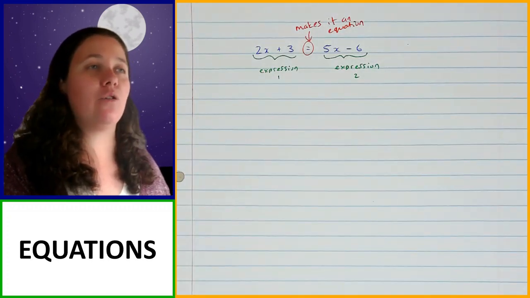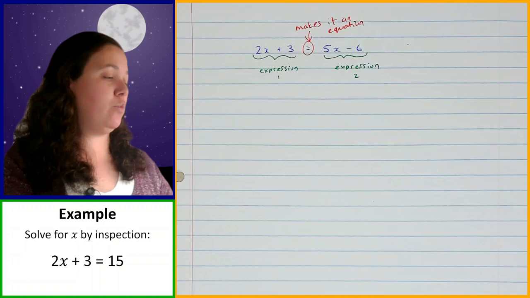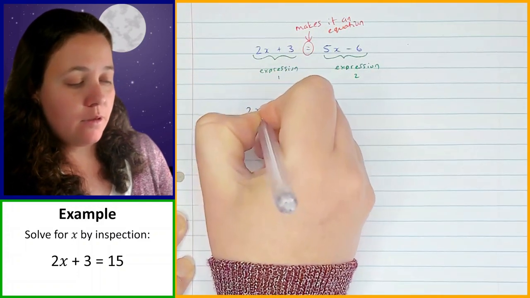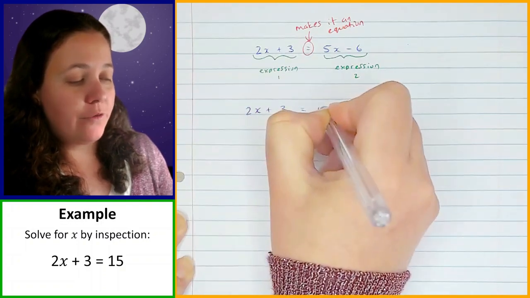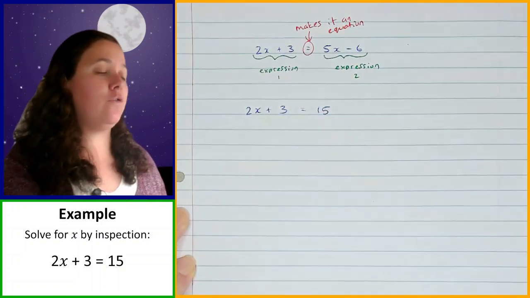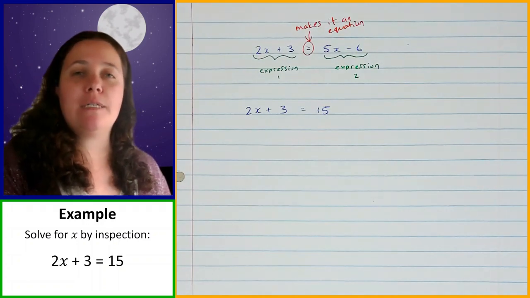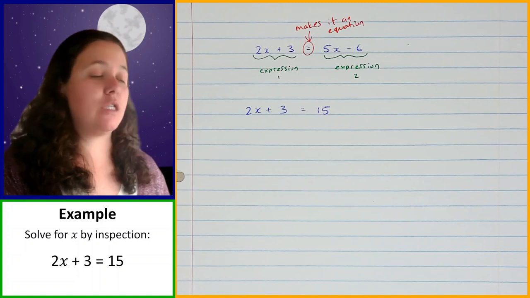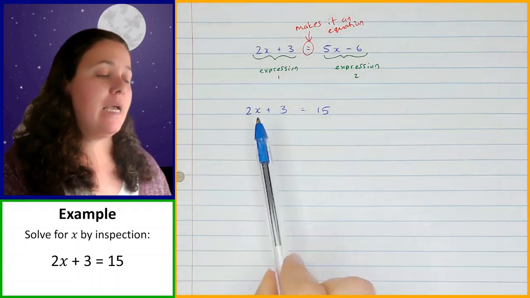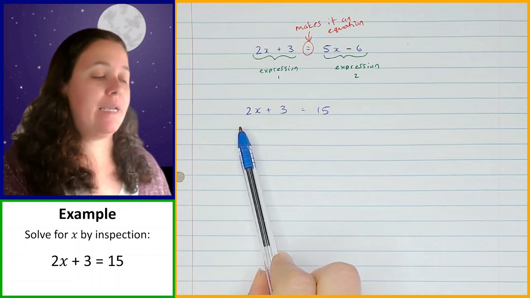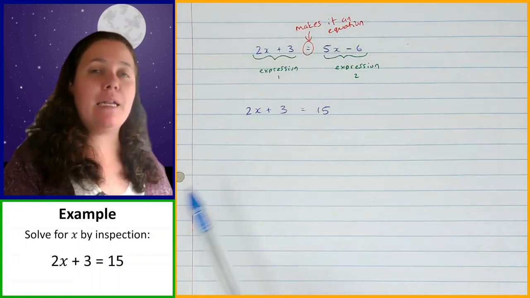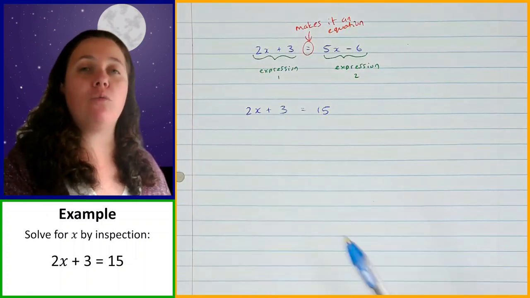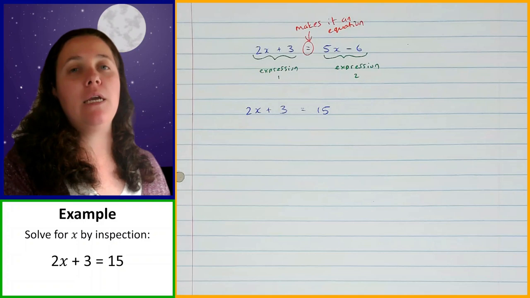Okay, so now let's have a look at an example. In this equation, we have 2x plus 3 equal to 15. And we need to solve for x. Now at the moment, we're going to be focusing on solving by inspection. We are still going to learn about methods and strategies that we use to solve equations, but at this point, we're just going to be solving by inspection. That means that we're just going to be looking at it and trying to find out what value of x will satisfy this equation.